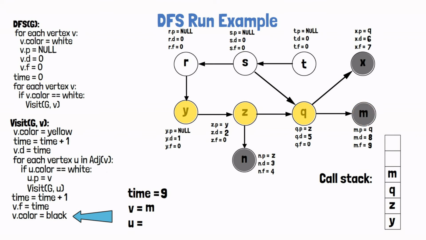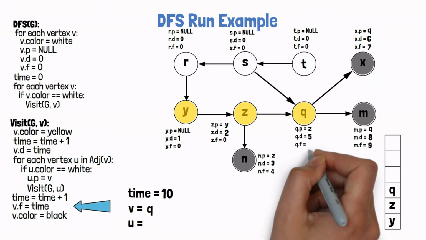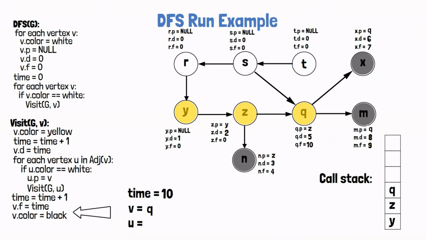By that we ended the visit method of m, so we restore the call stack and state and go back to where it was called. We are back to handling q, and we already handled all neighbors of q, so we exit the for loop, increment the time to 10, and update the finish time of q to be 10. We also color it as black to mark it as finished.